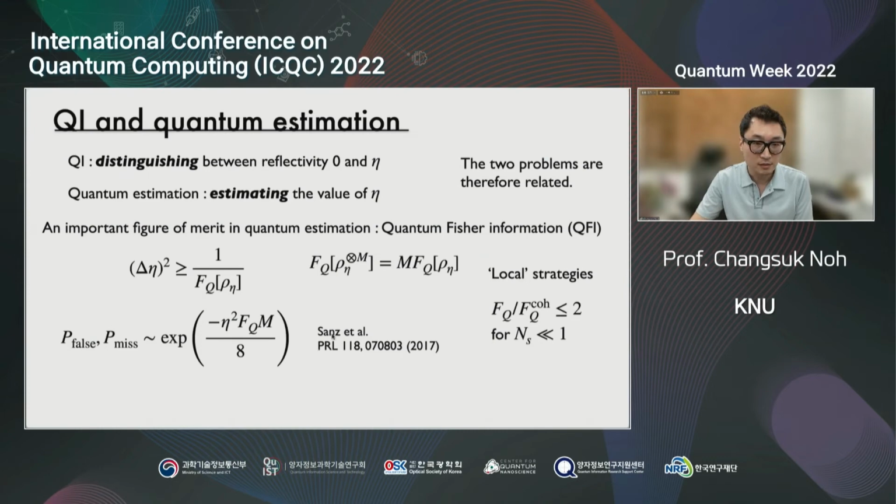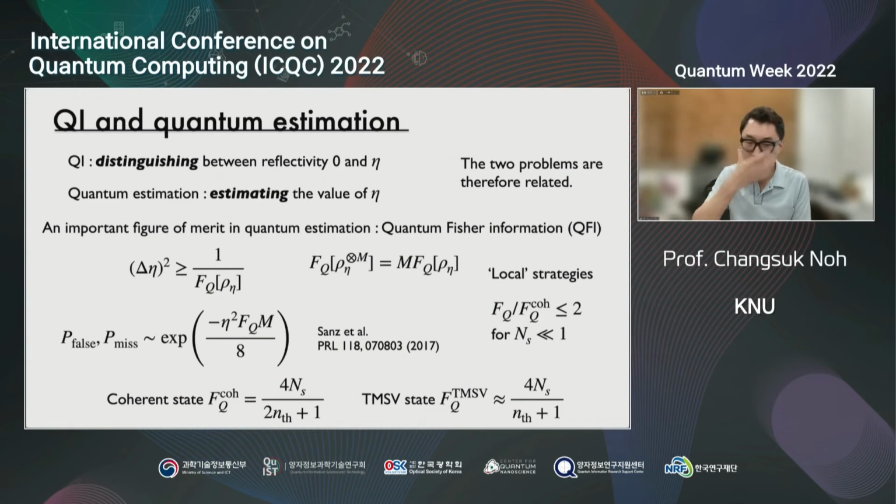And in this case, Sanzero, they have in this paper showed that the two error probabilities, false alarm and miss probabilities, scale like this, exponentially with m. Where this plays the role of error exponent, and FQ sort of plays the role of NS over N thermal type of thing. And they also showed that when the signal photon number is small, the maximum Fisher information is only twice the quantum Fisher information of the coherent state. So if you use an entangled state, twice of this is the limit.